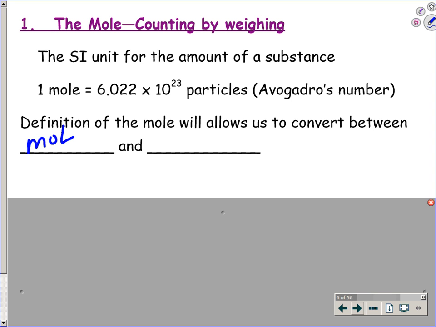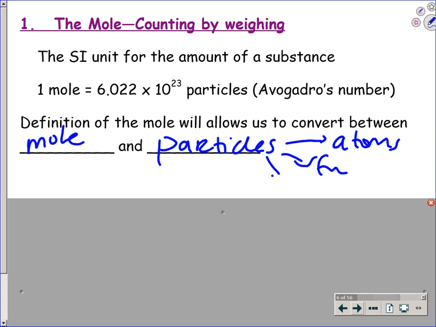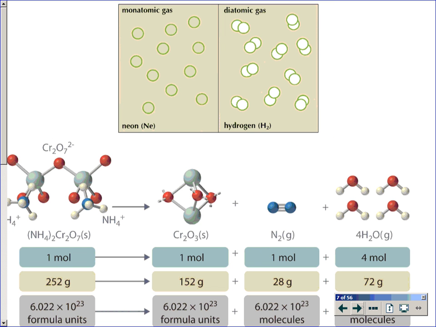Mole and particles. And particles come in 3 flavors. What are they? Atoms, formula units, and molecules. Okay, so that's literally the definition of the mole. But we know there's other relationships from our mole map, right? Mass and volume. It's just not specifically from that definition of the mole. So we know we can count stuff. That's a good thing to note.